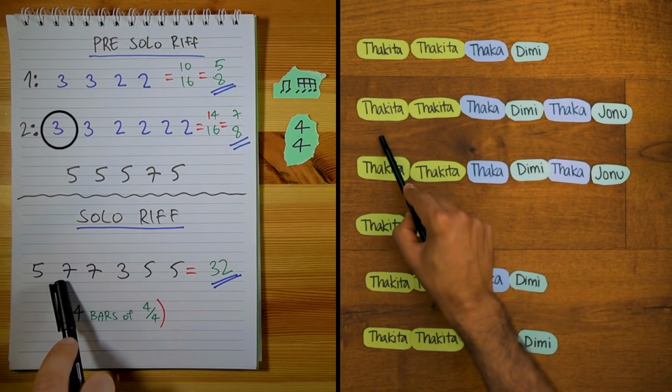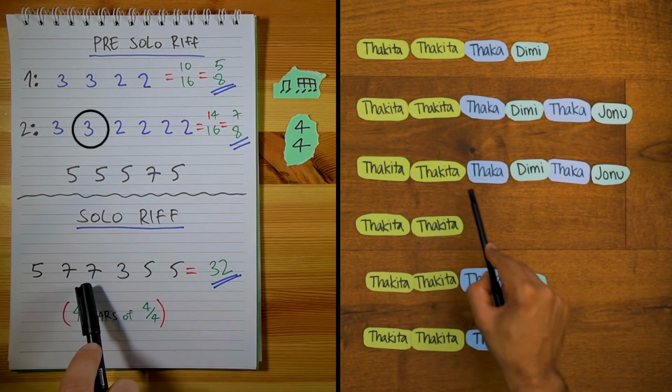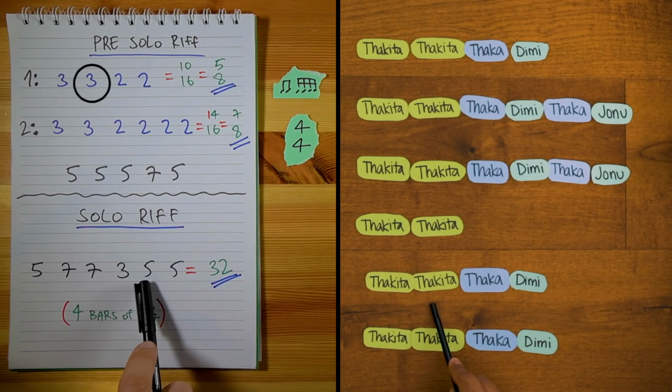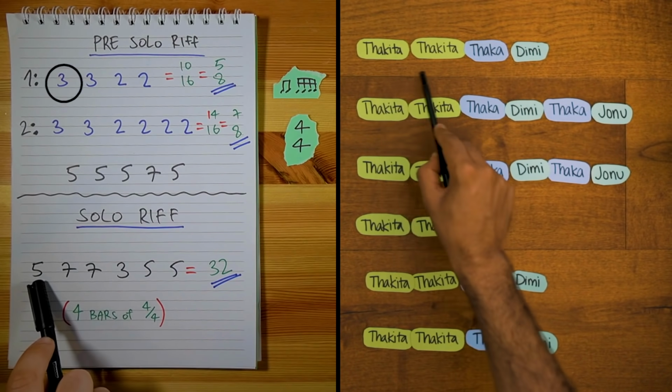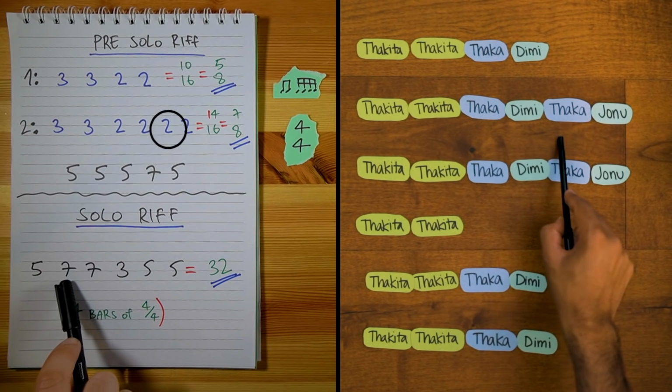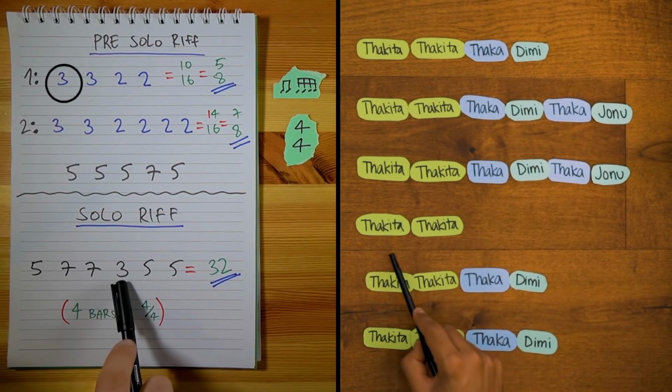Takita takita taka dimi, takita takita taka dimi, taka jornu takita takita, taka dimi taka jornu takita takita takita takita taka dimi, takita takita taka dimi, takita taka dimi takita takita dimi jornu takita takita dimi jornu takita takita takita.